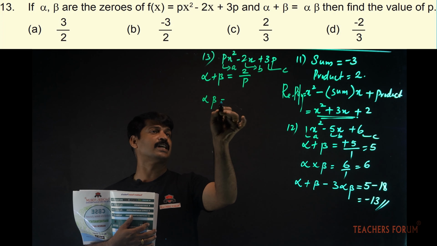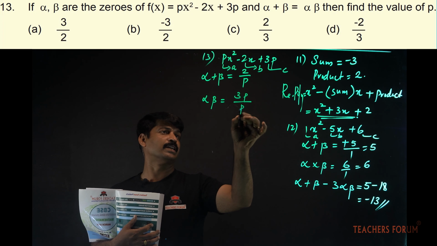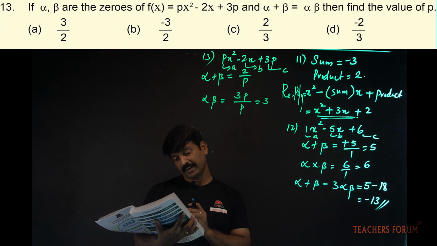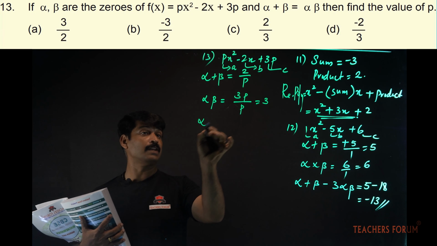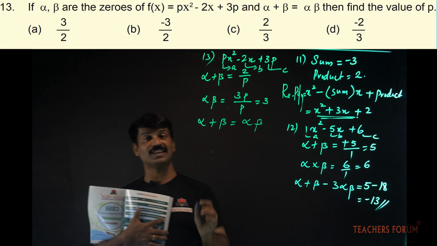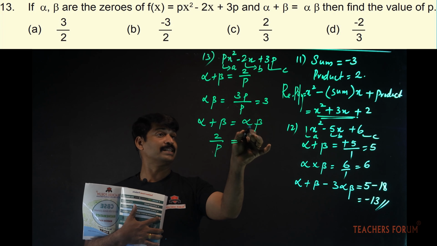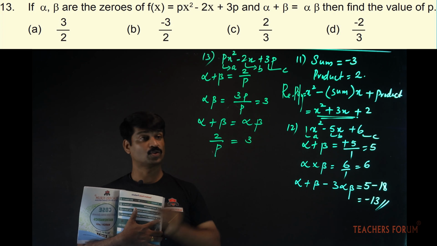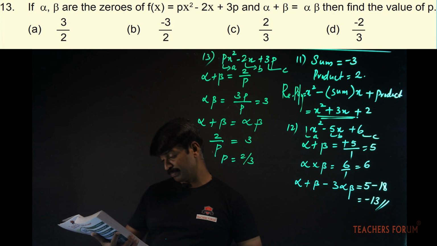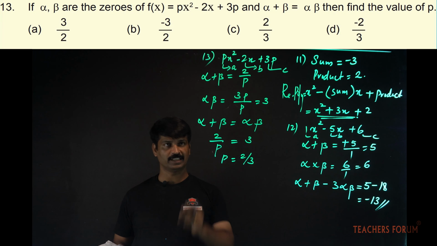What is alpha into beta? c by a. What is c here? 3p. What is a? a is p. p gets cancelled. Alpha into beta is equal to 3. What is the question? You have to find out p if alpha plus beta is equal to alpha into beta. It is given that alpha plus beta is equal to alpha into beta. Alpha plus beta is 2 by p. Alpha into beta is 3. So what is the value of p? p is equal to 2 by 3. So the correct answer is option C, 2 by 3. I think it is clear.